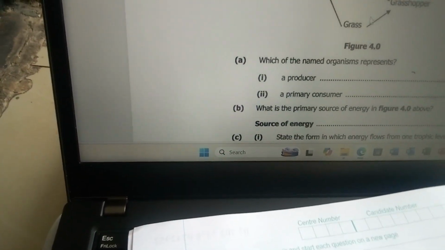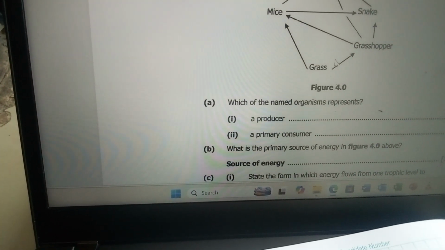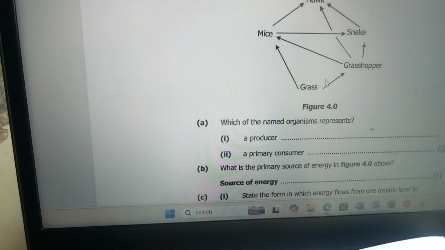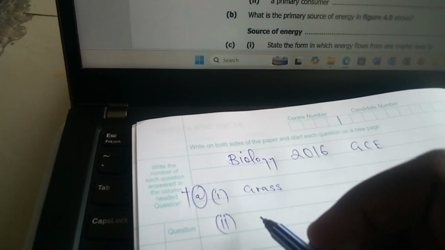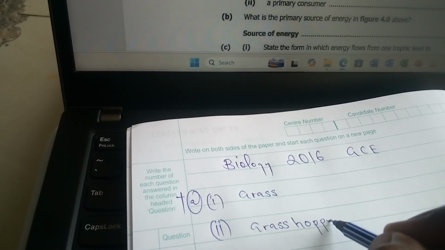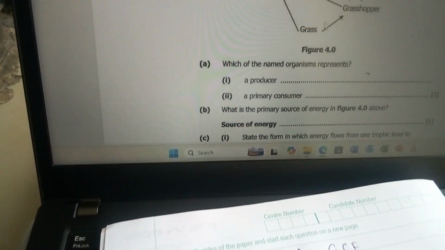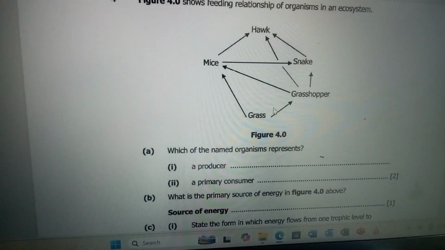Now question 2, they are talking about what? Primary consumer. Like I said, any organism feeding on the producer is called the primary consumer. So grasshopper or mice can be one of your answers. You just choose one. So I'll choose the grasshopper. If you want, you can put mice. Just choose one.